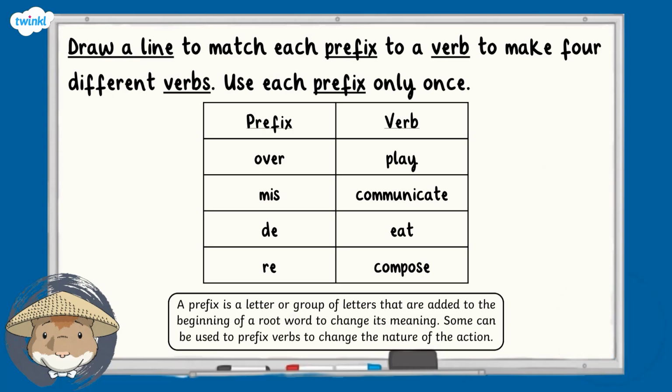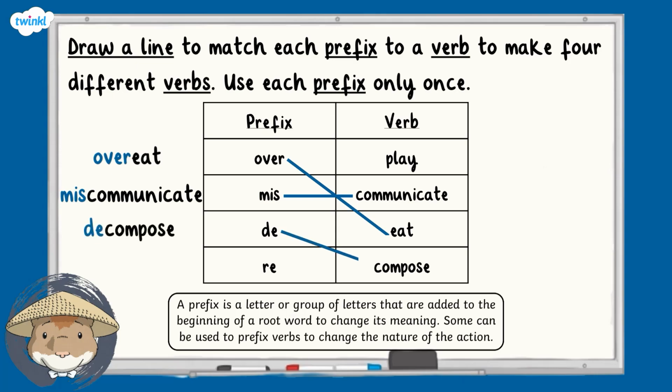Ready? Great. We can tackle this question by taking each prefix and seeing if it will fit in front of each word. Over can only go with eat to form overeat. Miss goes with communicate to form miscommunicate. De can prefix compose to make decompose. And re is a prefix for play to form replay. Well done if you got those correct. You should now have a better understanding of how prefixes can be added to verbs.